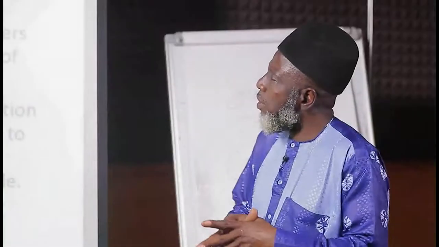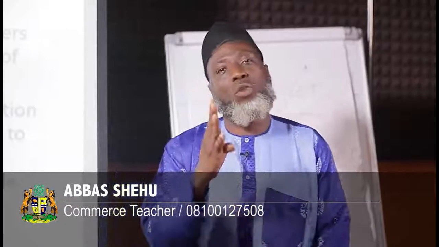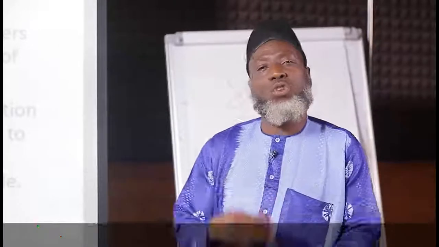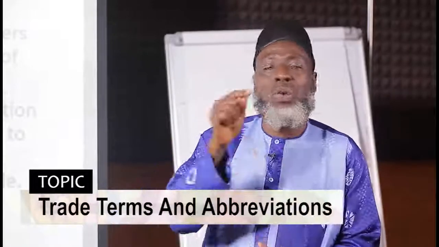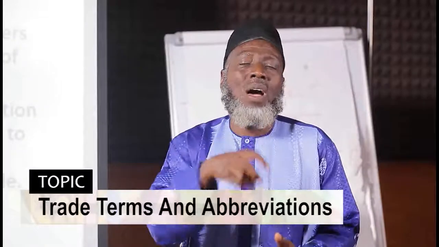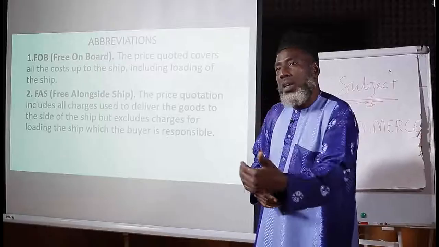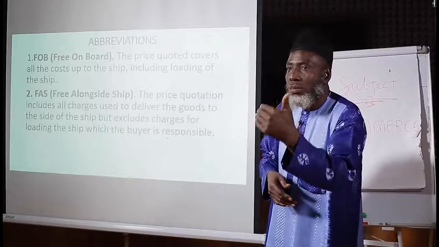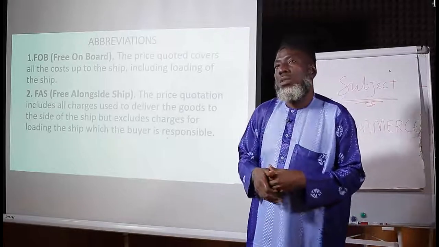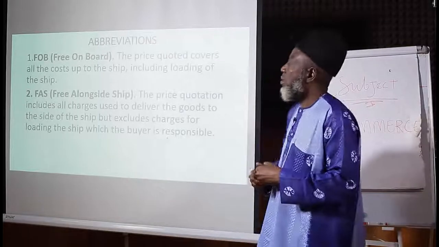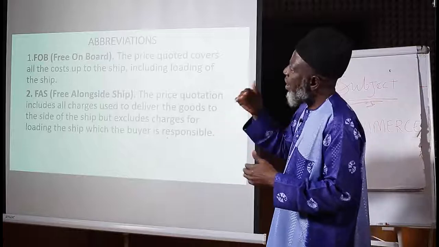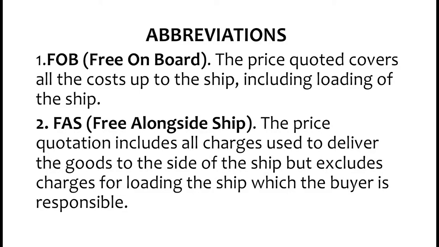Now let's talk about the terms that we have for you. As far as this class is concerned, we have discussed 7 of them. We now go quickly to discuss some of the abbreviations. Though in our terms, we mention some abbreviations like COW, COD, and the rest of them. Now the first one we have here is FOB. FOB, which is known as free on board.